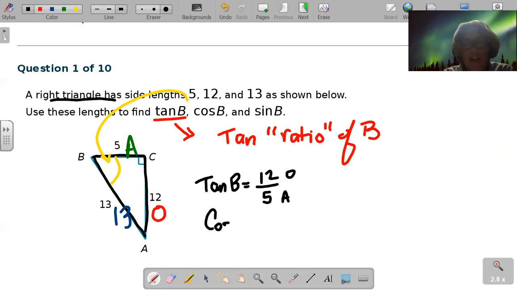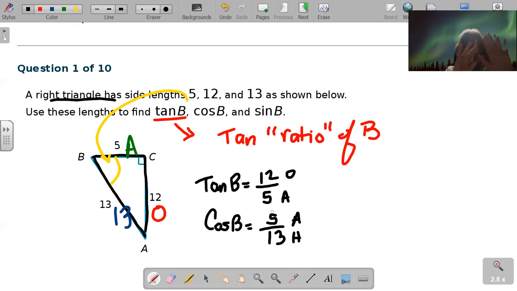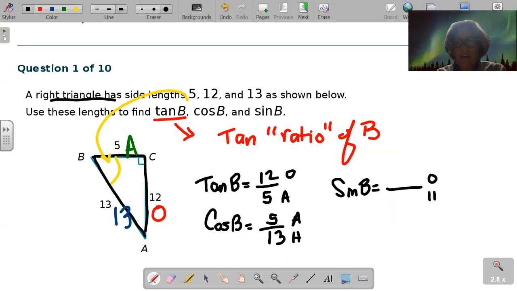The cosine of angle B is adjacent over hypotenuse. So your adjacent is 5, and your hypotenuse is 13. Again, you're done. The sine of angle B is opposite over hypotenuse, and your opposite is 12, and your hypotenuse would be 13.